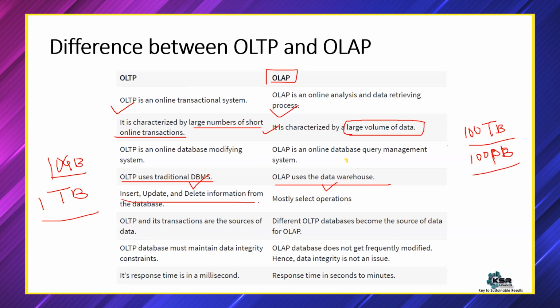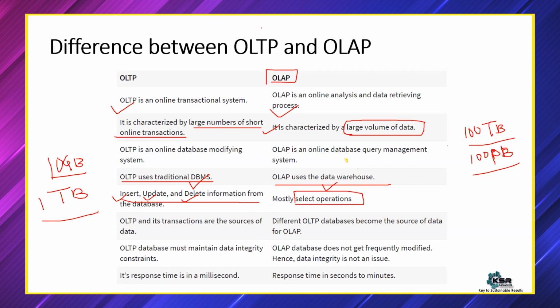OLTP uses insert, update, and delete. You need to insert, you need to update, you need to delete. Whereas OLAP mostly uses select. Now, why only select? In OLAP, we are not updating any information. It is previously updated. It's historical information.